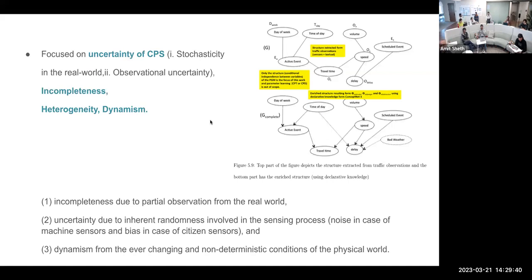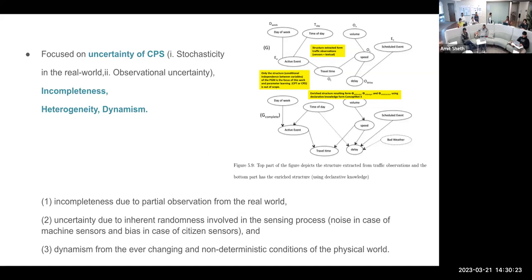One interesting point in his research is he tries to focus on the uncertainty of cyber physical systems. So he tries to identify two forms of uncertainty: stochasticity in the real world and observational uncertainty that can be caused by three major issues: incompleteness, heterogeneity, and dynamism in data. So he says that incompleteness can occur due to the partial observation from the real world. That means the events that we collected from 511 and Twitter may not be complete.